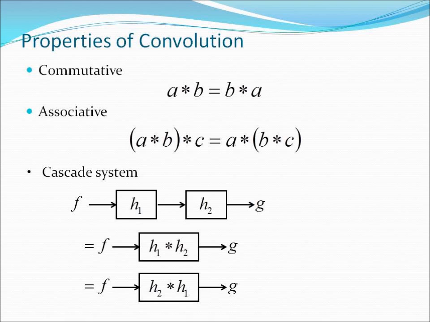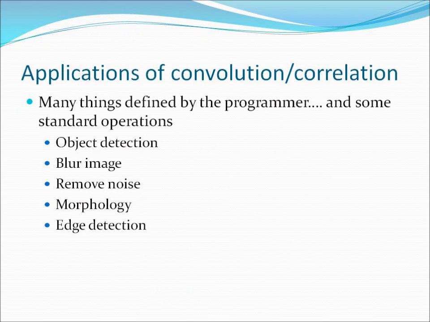Some of the properties of convolution are shown. Convolution is commutative, associative, and the cascaded system is also shown here. Some of the applications of convolution or correlation are object detection, blurring of images, removing noise, morphology, and edge detection.